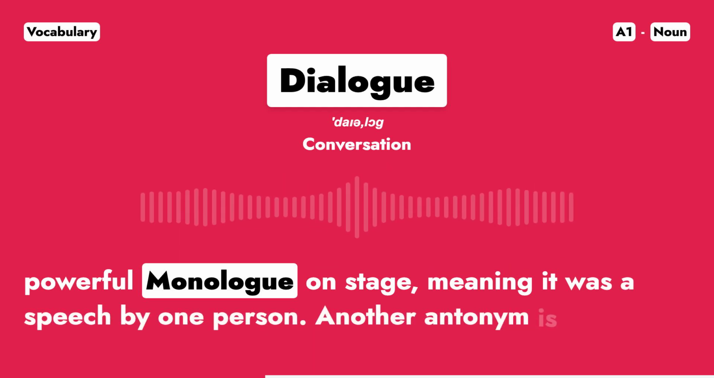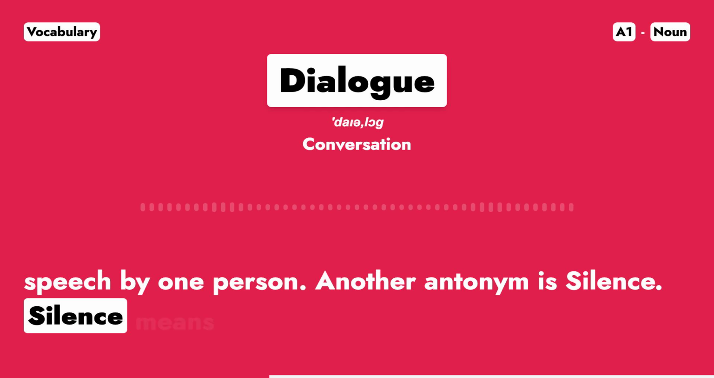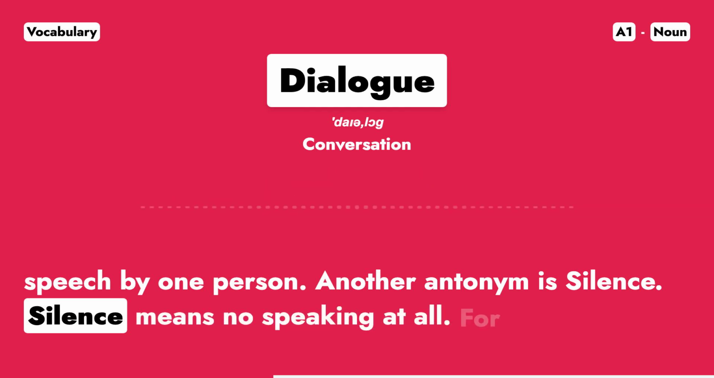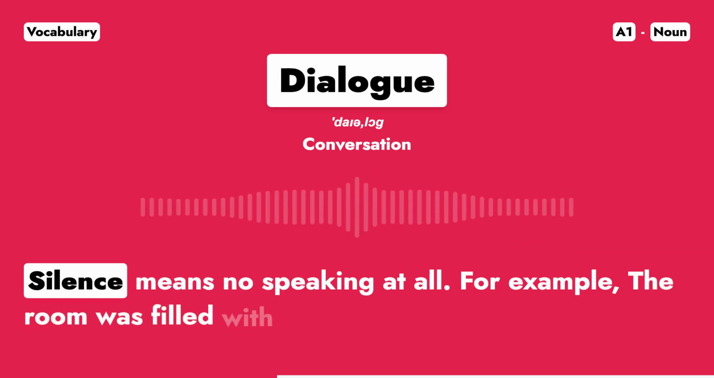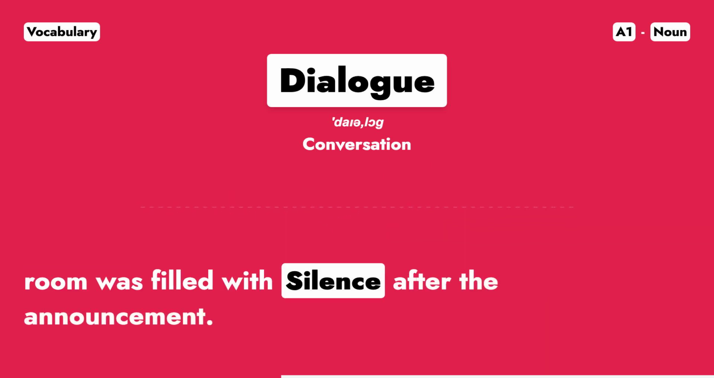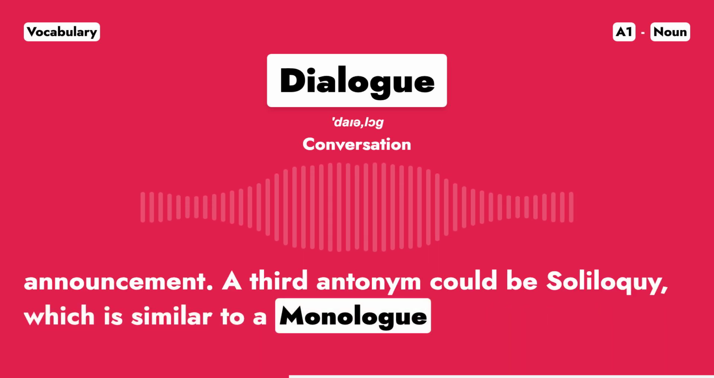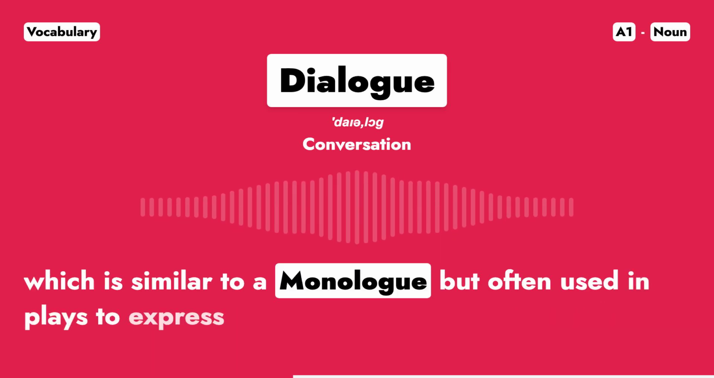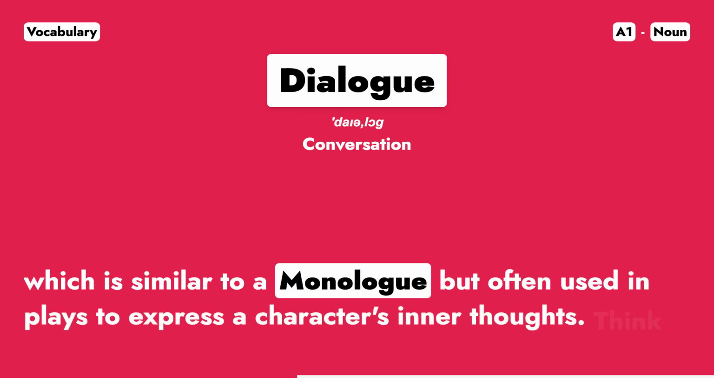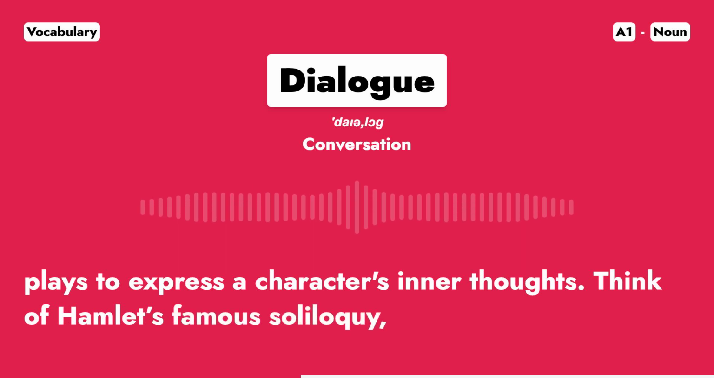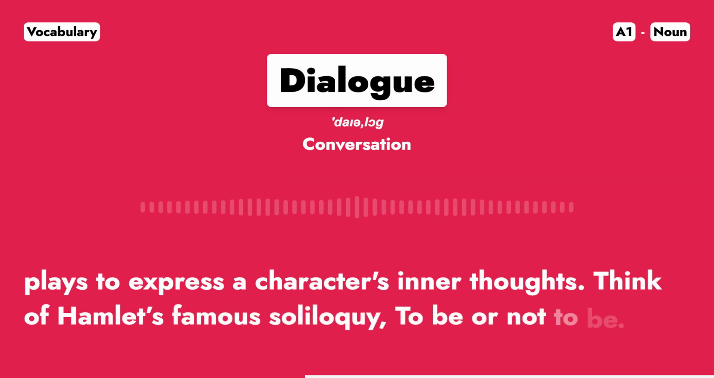Another antonym is silence. Silence means no speaking at all. For example, the room was filled with silence after the announcement. A third antonym could be soliloquy, which is similar to a monologue but often used in plays to express a character's inner thoughts. Think of Hamlet's famous soliloquy, "To be or not to be."